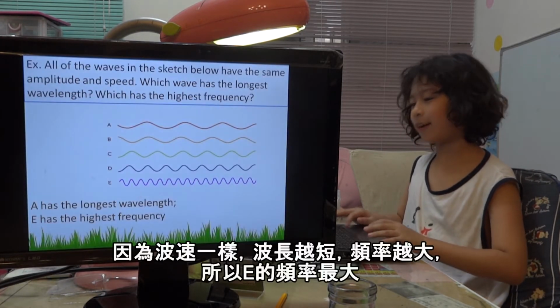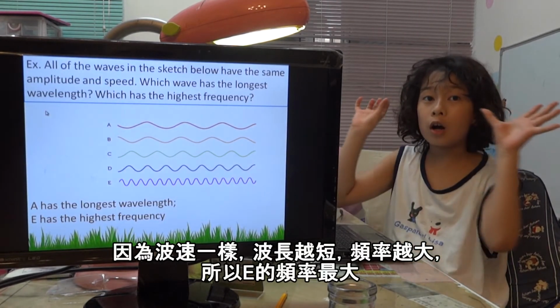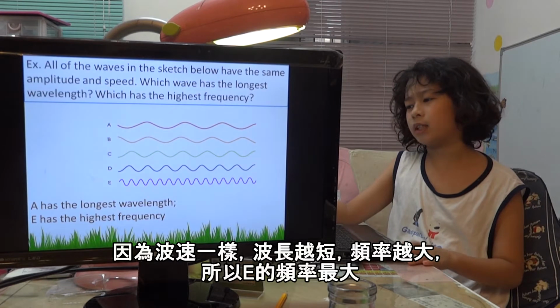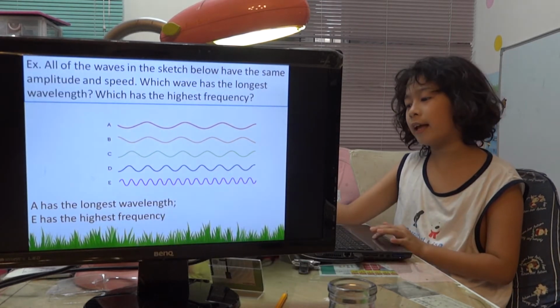Okay. Well, at the same speed and amplitude, we know that a longer wavelength has lower frequency, while a shorter wavelength has higher frequency. So the answer is E.